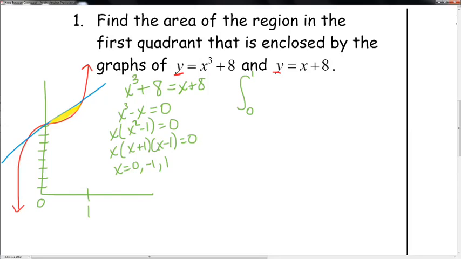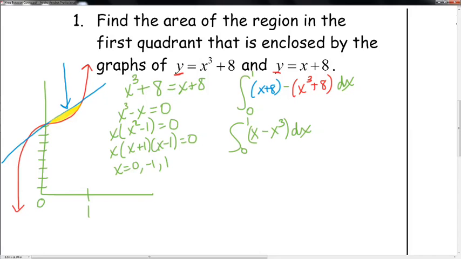And we're going to do our top function. If I run my finger down the page, you'll notice that my top function is the blue function. So I'm going to do x plus 8 minus my bottom function, which is my cubic, x to the third plus 8. If I distribute my negative and cancel, I'm just going to be left with x minus x to the third. Your 8's are going to cancel.